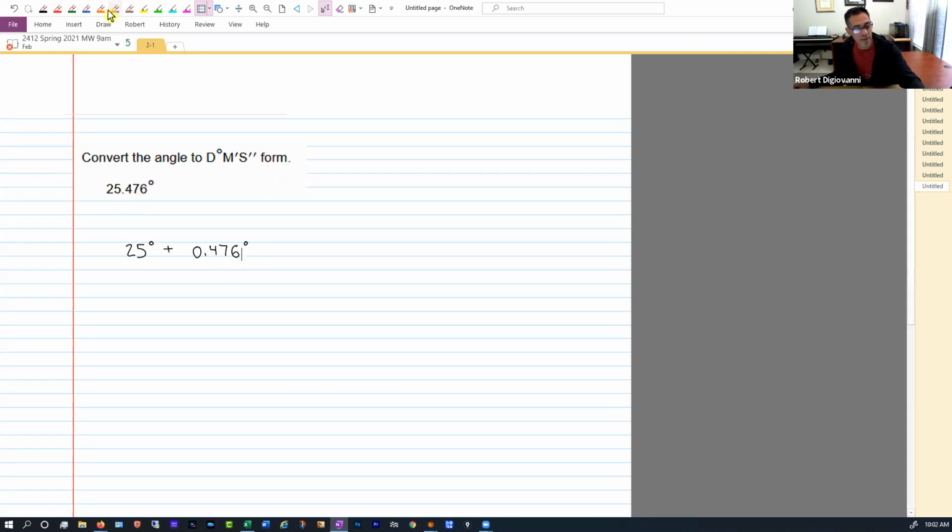I would like to somehow convert this first to minutes. Now, the conversion we have for minutes and degrees is this: 1 degree is 60 minutes, or you could use 60 minutes is 1 degree. Right? Those are the 2 conversions. So I want to get rid of the degrees. So what I'm going to do is multiply this by, let's see, I'm going to call on somebody.